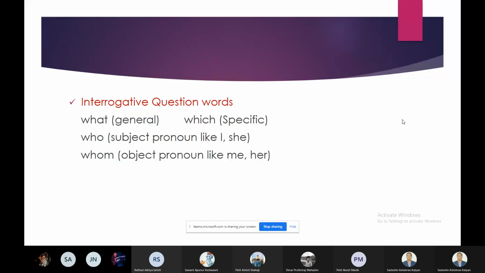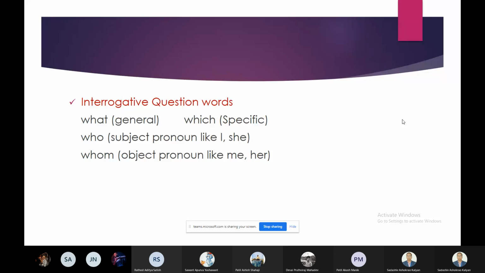Whenever we are using the word what, at that time we want to take the general information. For example, what is your name? Which is the name of your company? When we are asking this question, we want to get the specific kind of information about that company.